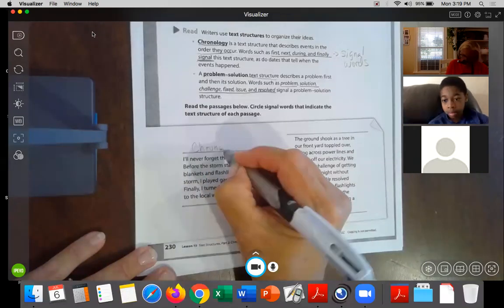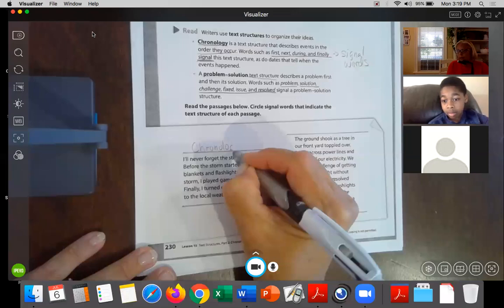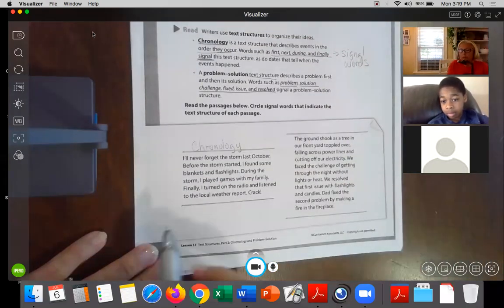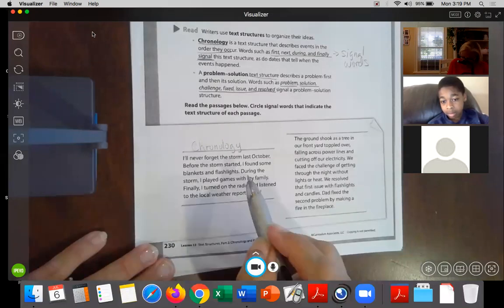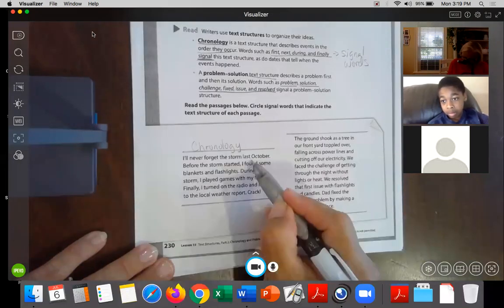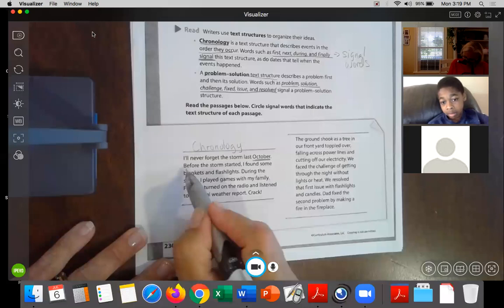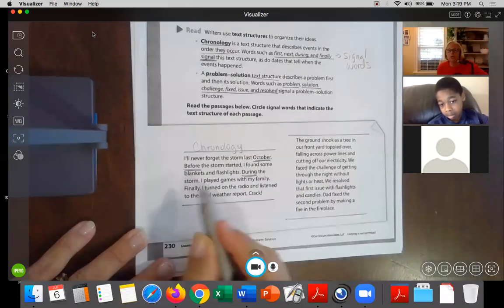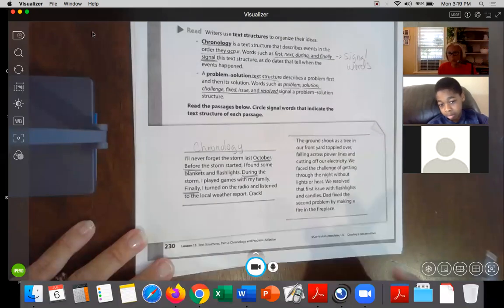And I am going to the signal words. First off, it tells the month. Then it says before, during, and then finally. Those are signal words for chronological order.